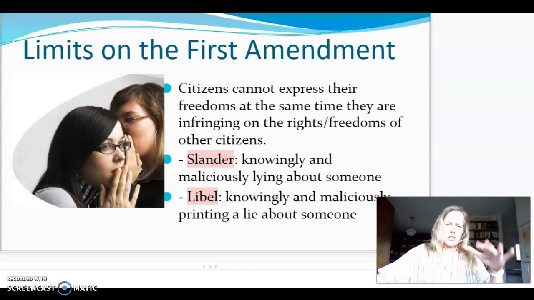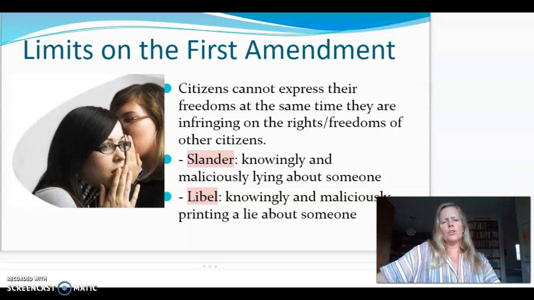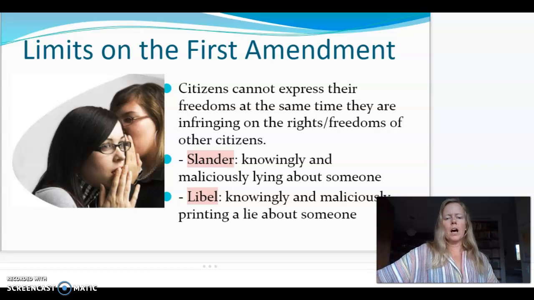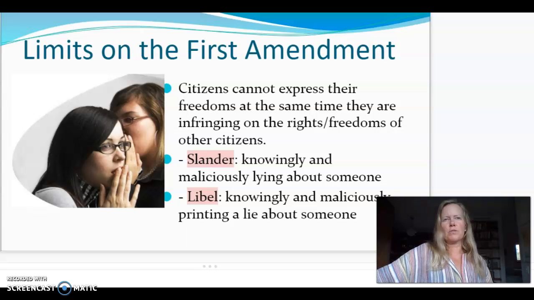Slander and libel. This actually is kind of freedom of speech and a little bit freedom of the press. You're not free to slander someone, which the definition there says is knowingly and maliciously lying about someone. If you do this in print, they call that libel. Now, on another day in another unit, we talk more about the specifics of this. What is slander? What is libel? That's up for you to prove in a court.